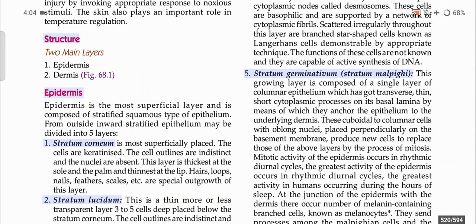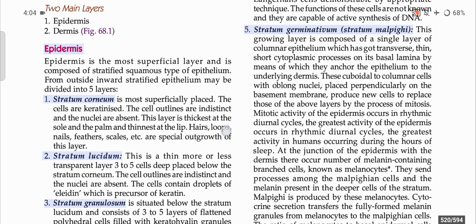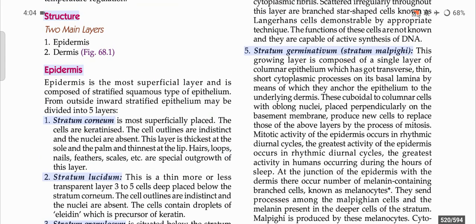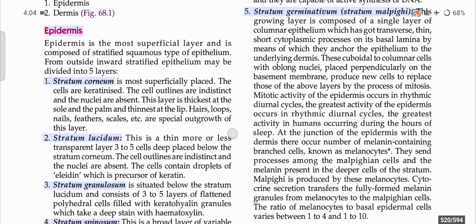Structure. There are mainly two layers. One is the epidermis and the other is the dermis. Some books also say that there is a third layer called the hypodermis. Now, the two main layers, epidermis and dermis, let us discuss first.